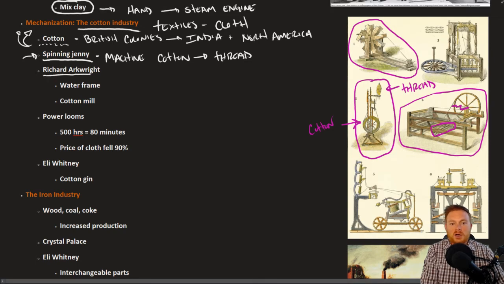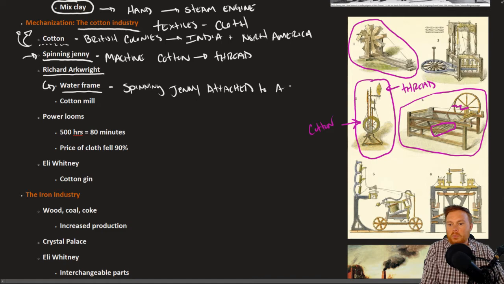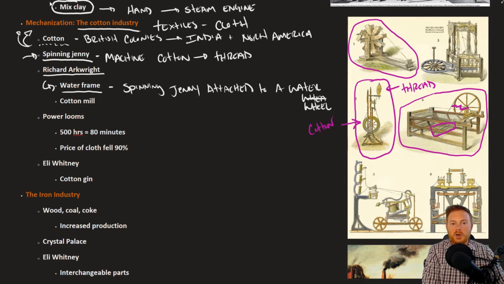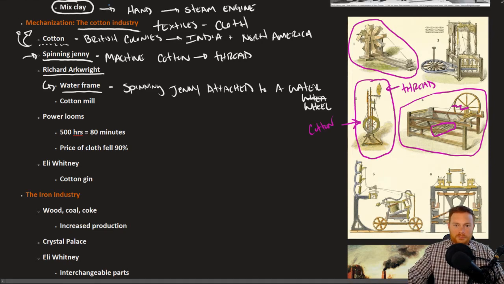Richard Arkwright created the water frame, which was essentially a spinning jenny attached to a water wheel. So as opposed to a person having to spin it, if you placed a water wheel in the river, you could allow the flow of the river to spin it. So this is what something like Arkwright would have created.